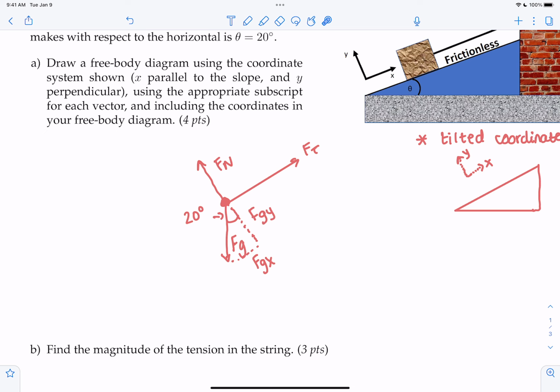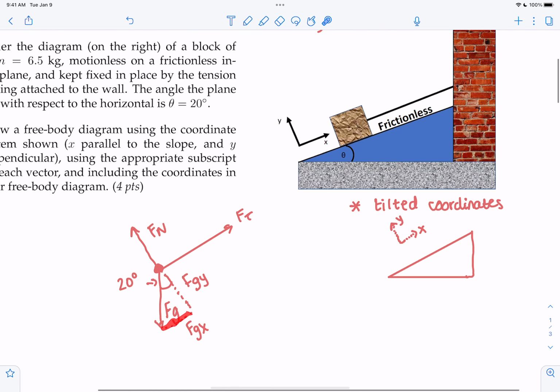Yep, excellent. The force of tension is way too huge, right? So if this force of tension was proportional to, let's say, 60 newtons, and this FGX was 20 newtons, we can say this is maybe about a third of the length. Then that would indicate that there's some net force in the x direction, that the force of tension is overwhelming FGX.